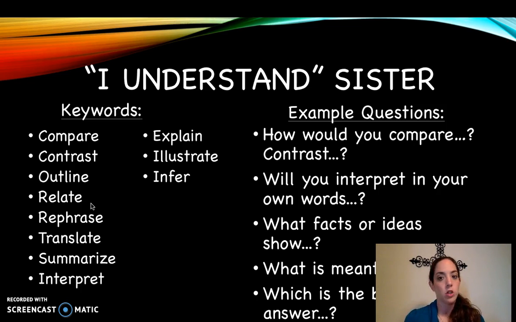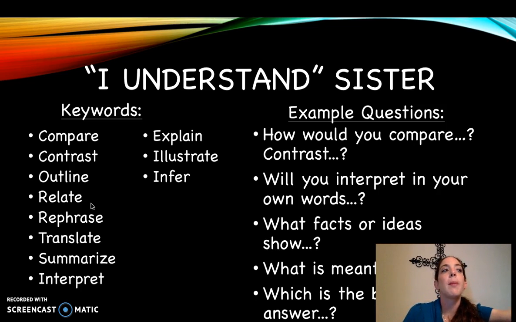Some questions you may use in your classroom would be, how would you compare oranges to apples? If you had a whole lesson on oranges and a whole lesson on apples, they take the information that they learned and compare them together. So you can see that this is one step higher than just recalling information that they learned. You could also say, will you interpret in your own words, why do you think this happened?